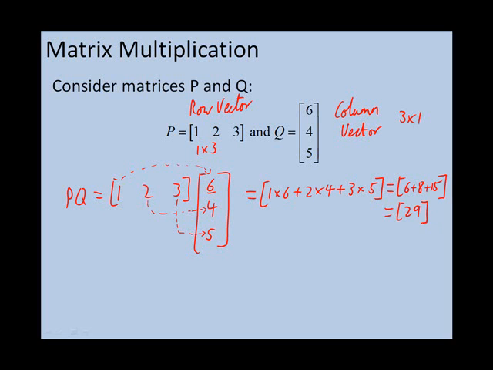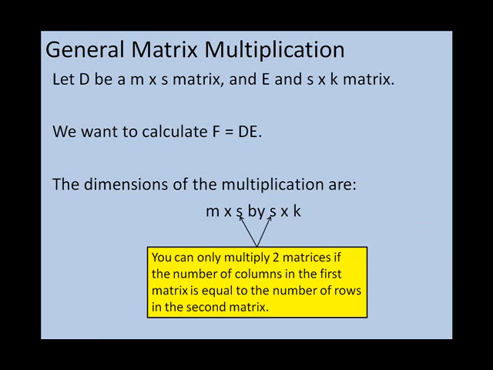But the example we've just considered is relatively straightforward. We've just considered two vectors, a row vector and a column vector. What about for more general matrices? When can we do matrix multiplication? Let's define D, matrix D, to be an M by S matrix. M is the number of rows, S is the number of columns.